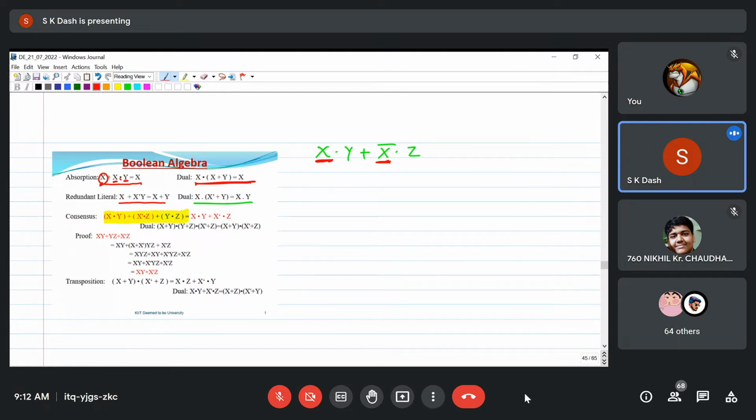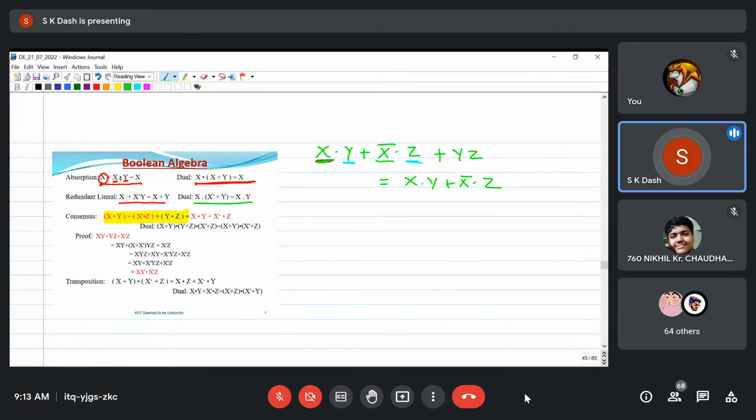Okay. So what are the other variables used? Here y is used. Here z is used. So plus the product of these two, which is yz, will be equal to x dot y plus x bar dot z. Again, I am repeating: some variable in the first term is present, and in the second term its complement is present.